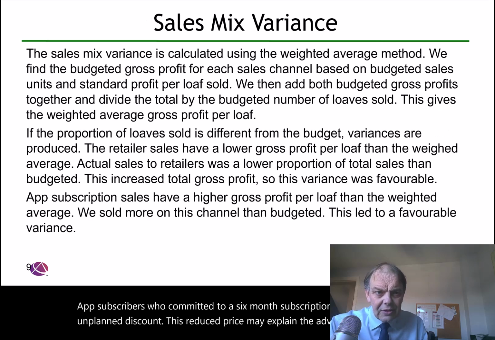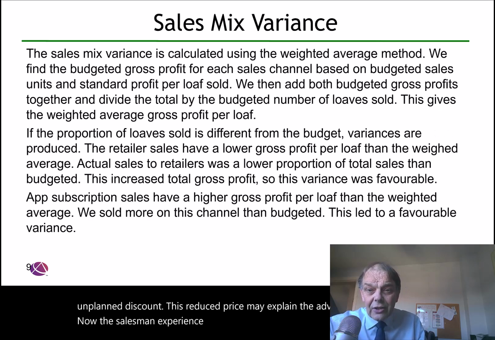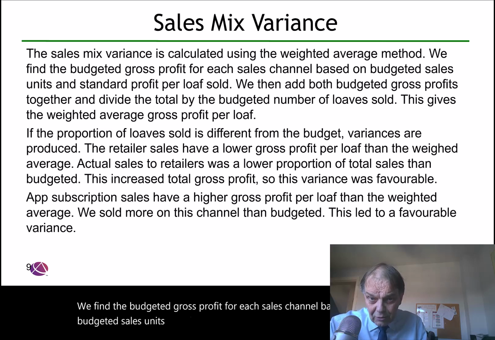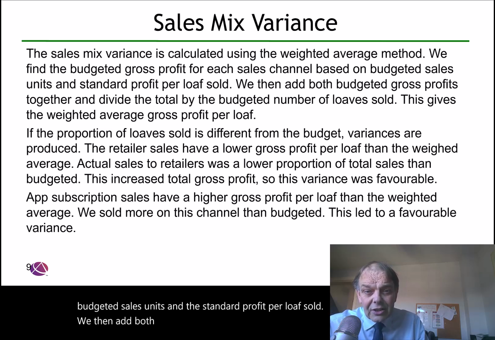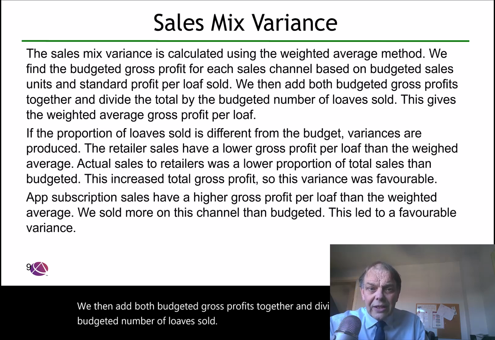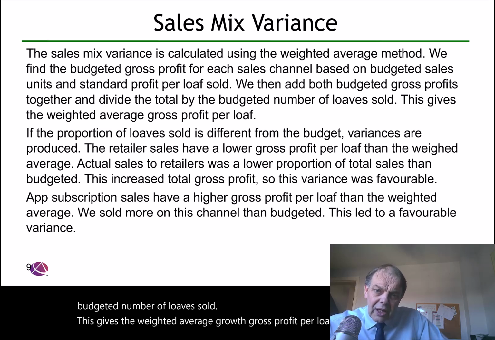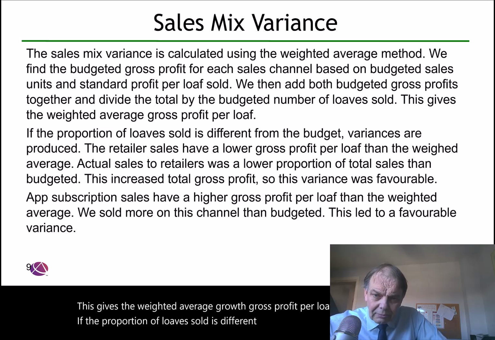Now the sales mix variance. The sales mix variance is calculated using the weighted average method. We find the budgeted gross profit for each sales channel based on the budgeted sales units and the standard profit per loaf sold. We then add both budgeted gross profits together and divide the total by the budgeted number of loaves sold. This gives the weighted average gross profit per loaf. If the proportion of loaves sold is different from the budget, variances are produced.